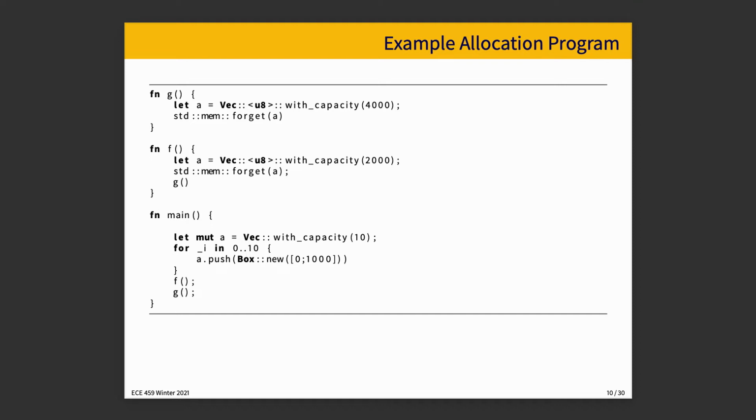But here you go. We have a function main, it creates a vector, and it pushes some stuff into the vector, calls f, calls g. F does some stuff, allocates a vector, forgets it, calls g. G allocates some memory, forgets it as well, that sort of thing. Great, sure. It gives you some idea of what's going on.